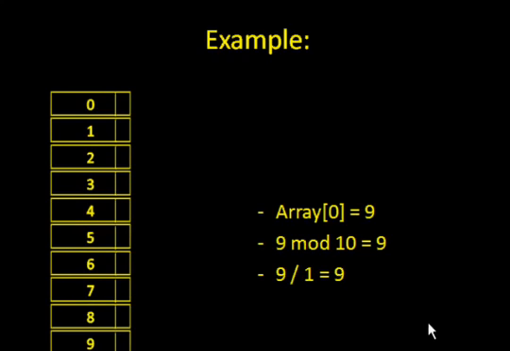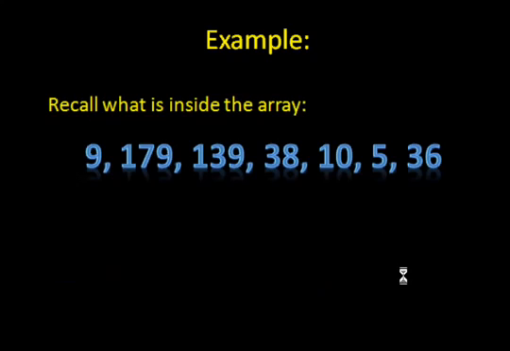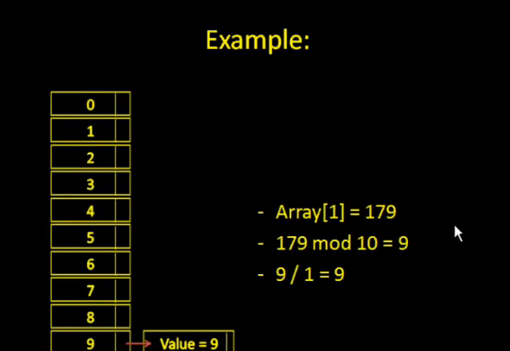So as we start, the first number we have is 9. How do we put that in the list? Well, 9 mod 10, that means the remainder of 9 divided by 10, which will be 9. And 9 divided by 1 will be 9. Therefore, we have to put 9 in the 9s list. Good. Let's continue. The next number is 179. Now 179 mod 10 will be 9, and 9 divided by 1 will be 9. So we also put 179 in the 9s list.